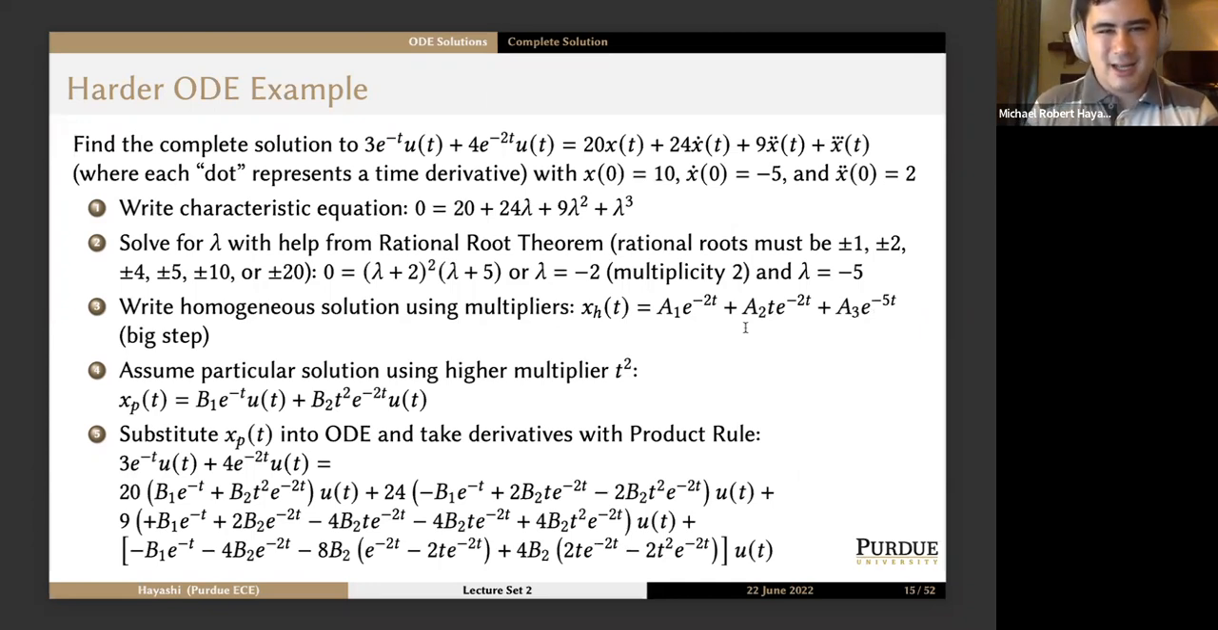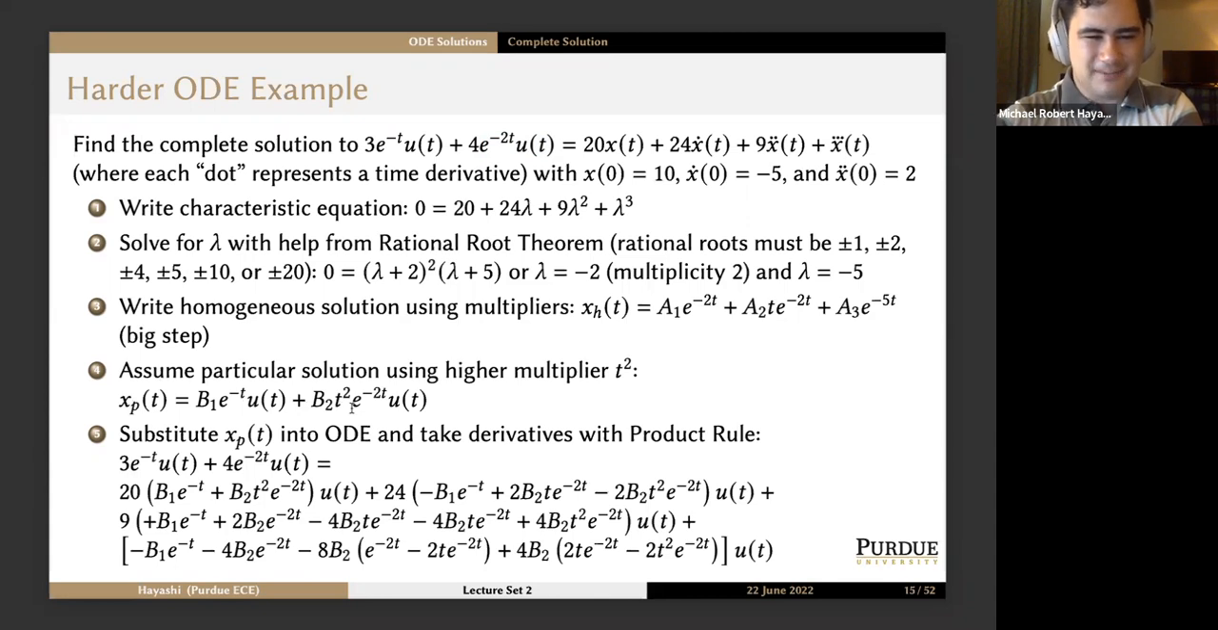So assume a particular solution using the higher multiplier t. And we notice that the first part of our forcing function is okay. So we'll get a b1 e to the minus t u of t. However, this e to the minus 2t u of t matches the e to the minus 2t terms of our homogeneous solution. We've already used multiplier 1 and t, so now we need a higher multiplier of t squared. So we'll get x of p of t is equal to b1 e to the minus t u of t plus b2 times t squared e to the minus 2t.